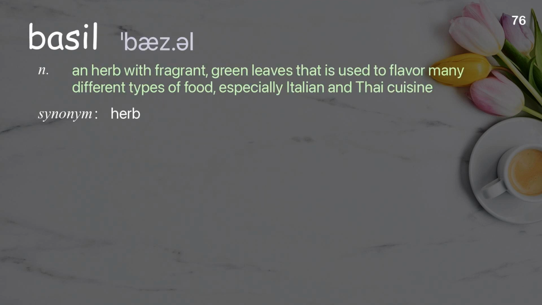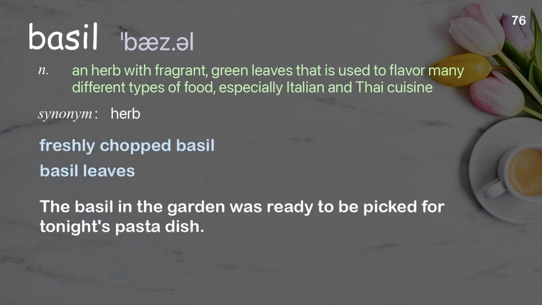Basil. An herb with fragrant, green leaves that is used to flavor many different types of food, especially Italian and Thai cuisine. Examples: Freshly chopped basil. Basil leaves. The basil in the garden was ready to be picked for tonight's pasta dish.